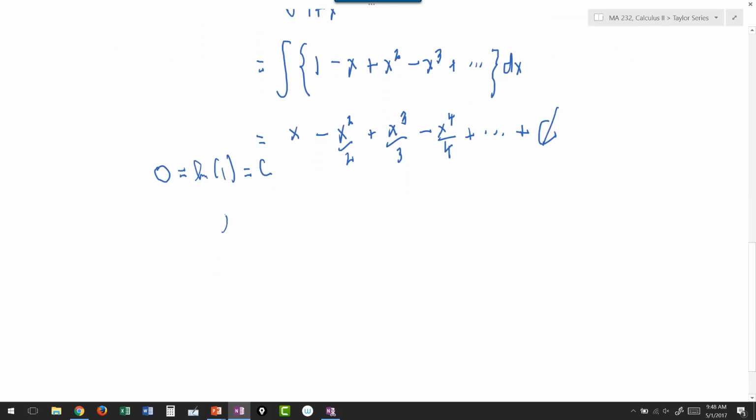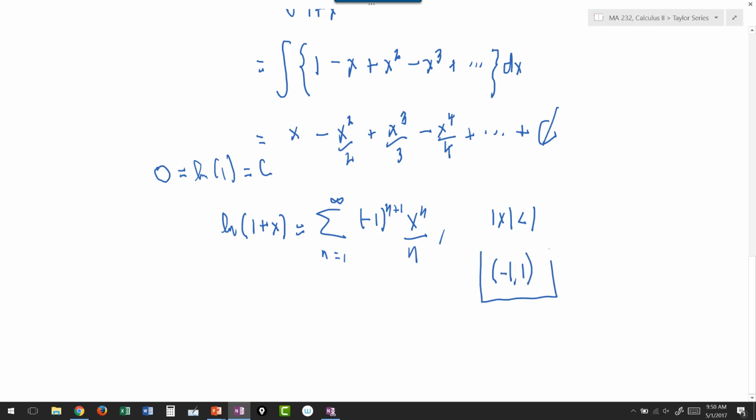So the final version here is natural log of 1 plus x. We can write it as the infinite series, n equals 1. We need to alternate the sign, but start it at a positive number. So I'm going to have minus 1 to the n plus 1, x to the n over n. And this is only valid where the last series was, for absolute value of x less than 1. So minus 1 to 1.